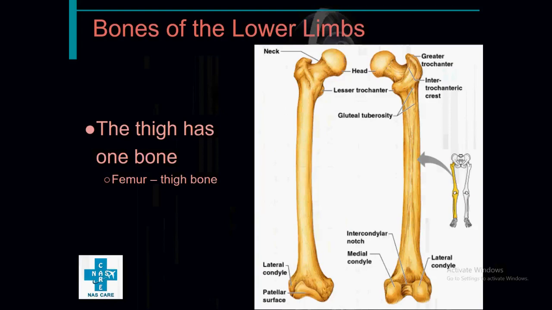The thigh has one bone, the femur, thigh bone, neck, head, greater trochanter, intertrochanteric crest, lesser trochanter, gluteal tuberosity, intercondylar notch, lateral condyle, medial condyle, and patellar surface. We say lateral because it's far away from the center of our body.